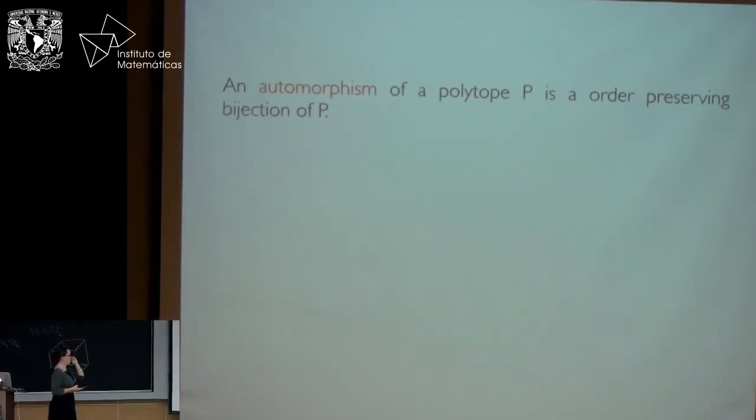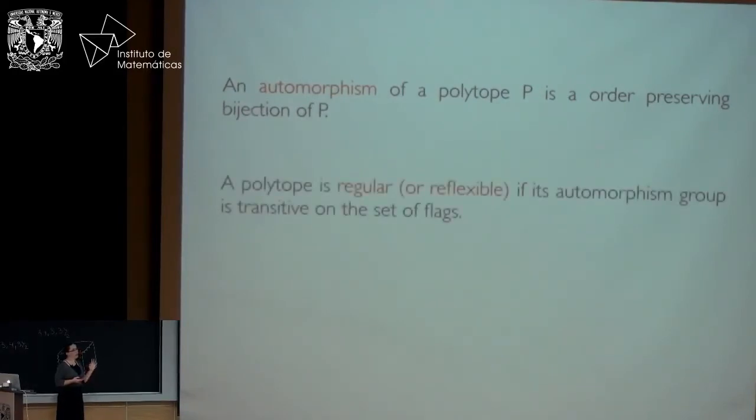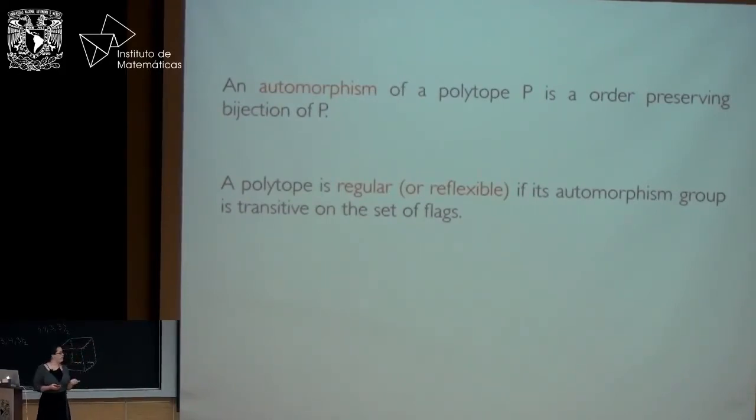And then a reflection is going to be an automorphism that sends one flag to one adjacent flag. And that's it. That's what I'm going to think of as a reflection. And a rotation is the product of two reflections. And then I can define regular or reflexible if the automorphism group is transitive on the set of flags. And if this is the case, then it's not really difficult to see that the group is generated by reflections, and the reflections satisfy conditions similar to the ones that I had before.